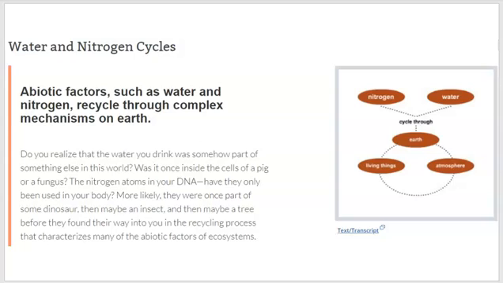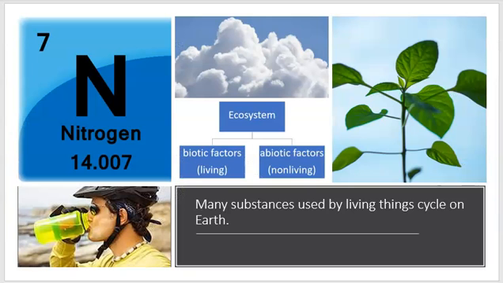Do you realize that the water you drink was somehow part of something else in this world? Was it once inside the cells of a pig or a fungus? The nitrogen atoms in your DNA, have they only been used in your body? More likely they were once part of some dinosaur, then maybe an insect, and then maybe a tree before they found their way into you in the recycling process that characterizes many of the abiotic factors of ecosystems.